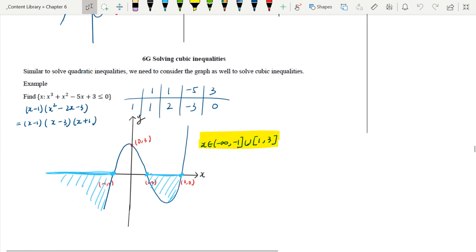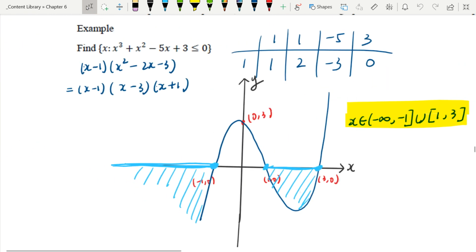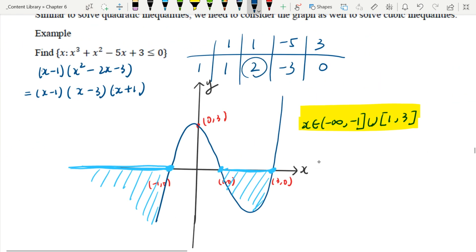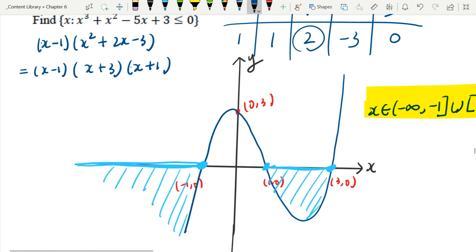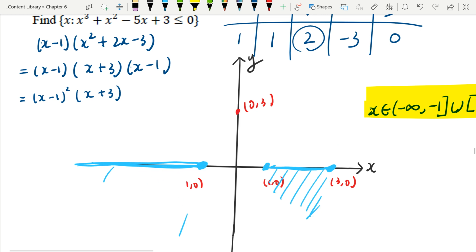So the mistake I have here is this should be a plus 2x, like I made it minus x. That's why the factor is incorrect. So if there's a plus 2x, that needs to be a plus 3, and that needs to be a minus 1. So we have repeated factors here: x minus 1 squared times x plus 3. That's the mistake I made last time, and it will change the shape of the graph. So we won't have this graph here now.